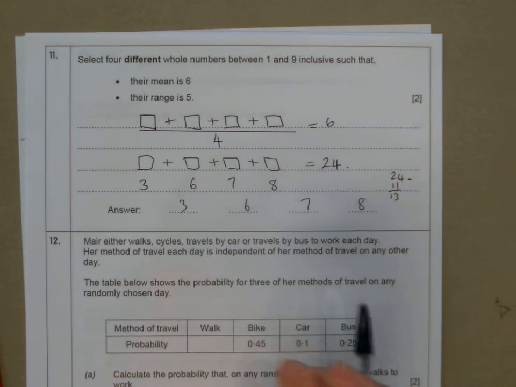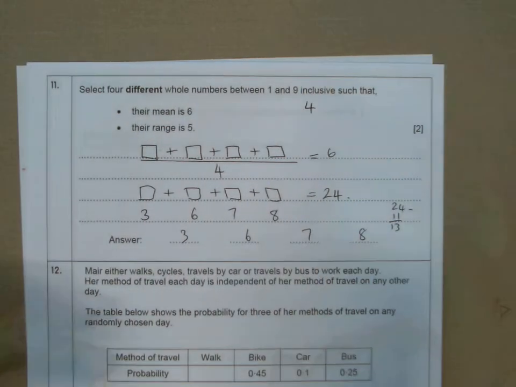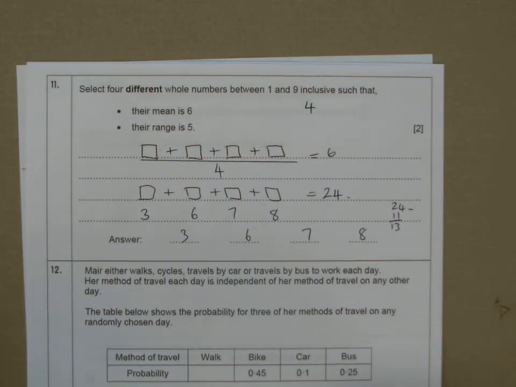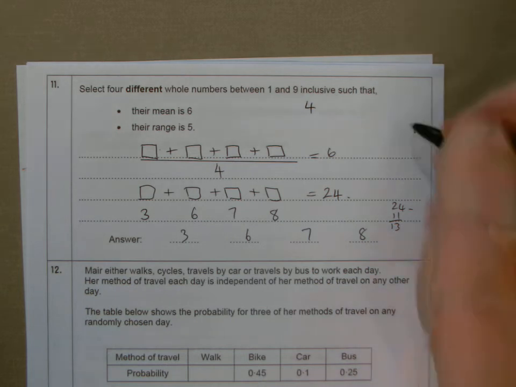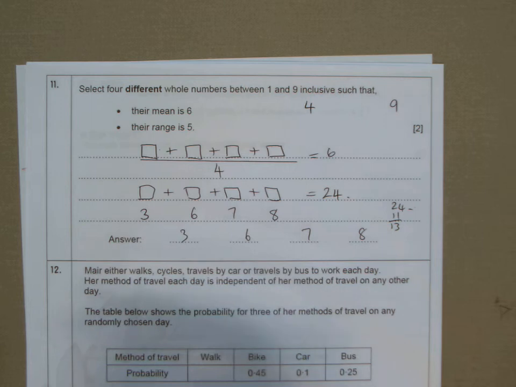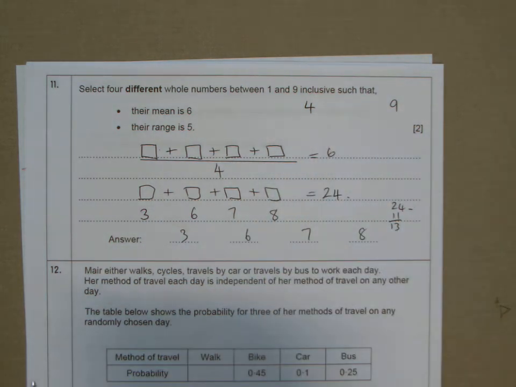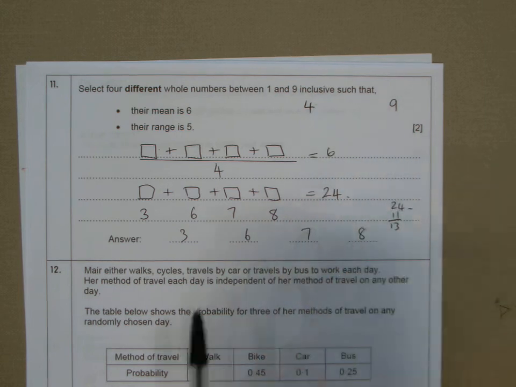It doesn't necessarily have to be that. You could have maybe started off with 4. Maybe you thought 4 was the lowest, which means then your highest would have to be 9, so that the range there is 5. Then you've got to think of 2 numbers in the middle there. Well, 4 and 9 add up to give 13.